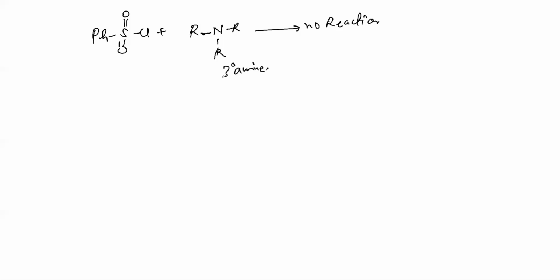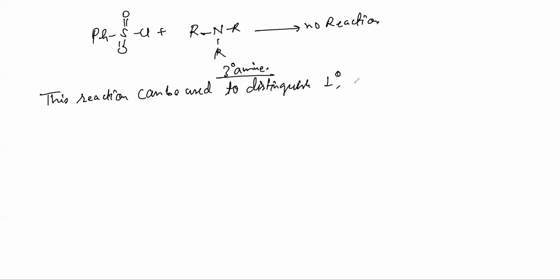So this reaction can be used to distinguish 1 degree, 2 degree and 3 degree amine directly. How? We take amine, we treat it with Hinsberg reagent, we get A, and then we add it in base, and we get B.